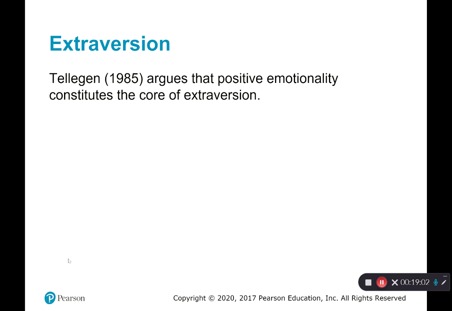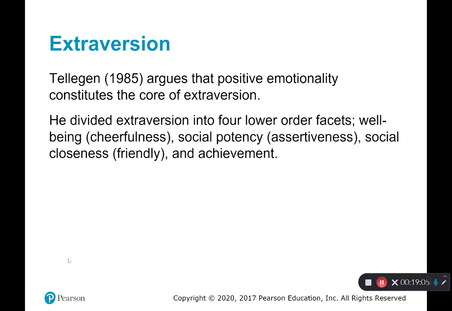Tellegen challenges that, and in his model, there are 4 facets. Well-being, which corresponds to cheerfulness. Social potency, which corresponds to assertiveness. Social closeness, which is friendliness or warmth, and achievement. And what he found is that these are all correlated with each other.